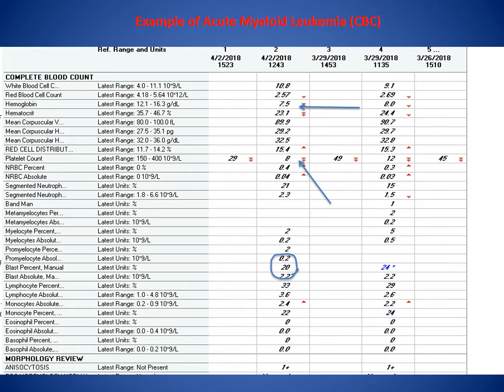So just looking at an actual person's lab values, we're looking at the hemoglobin being 7, and we've got that platelet count of 8, but look at how they changed over time. And then coming down here and looking at the pre-myelocytes and their blasts and their blast absolutes, here's where we're actually seeing somebody that has acute myeloid leukemia, and instead of the chronic.